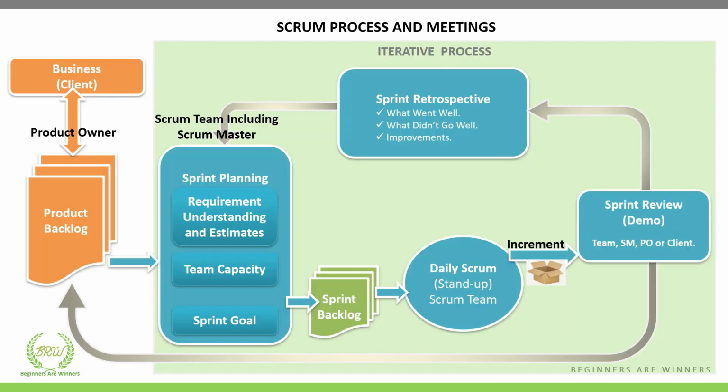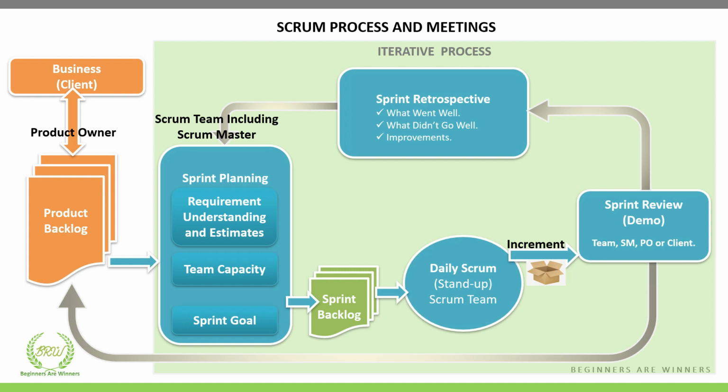So now I will walk you through Scrum processes and meetings and how this whole iterative process works. You can look at the left side orange boxes. First of all, the requirements are created as a project or product backlog by the product owner in a prioritized set of requirements, and the product owner sets the product or project vision for the development team.